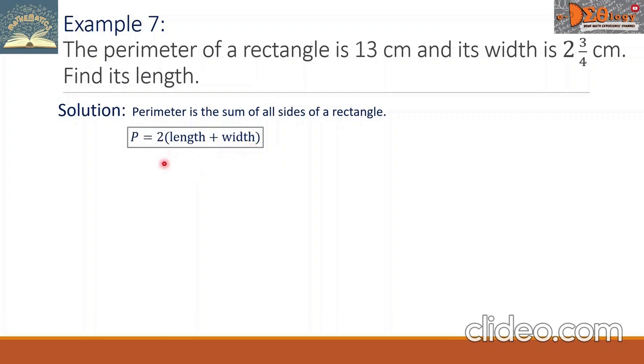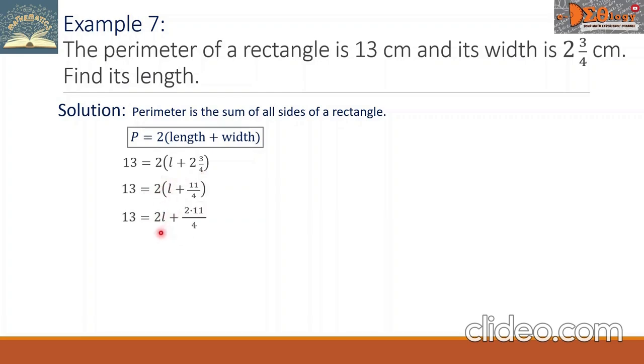Now, let us substitute the values. P as perimeter is 13 equals, we copy the number 2, let length be L plus the width given us 2 and 3/4. Let us solve and simplify. Let us first convert these 2 and 3/4 as improper fraction. So it becomes 11/4.